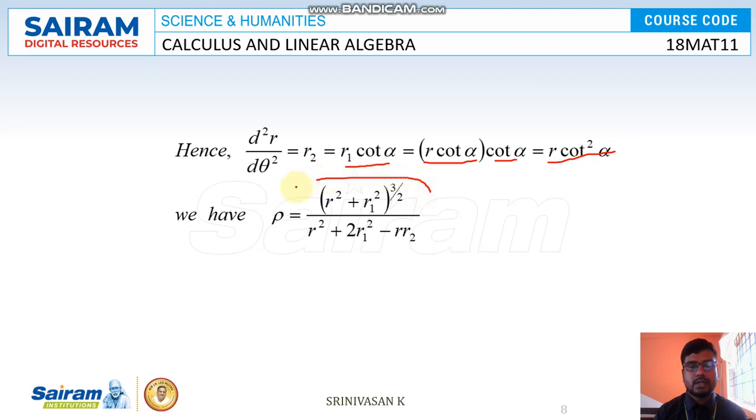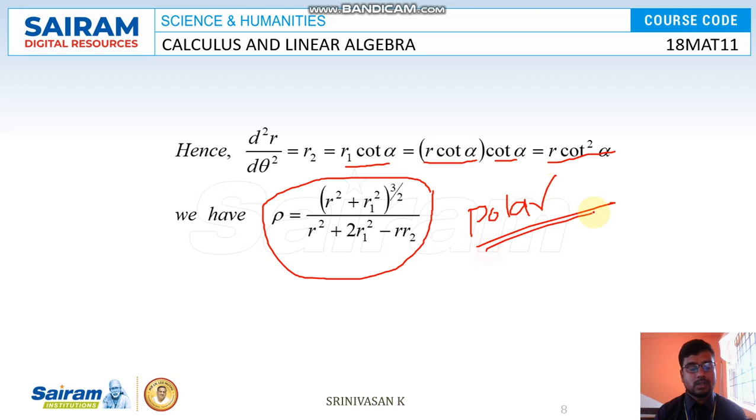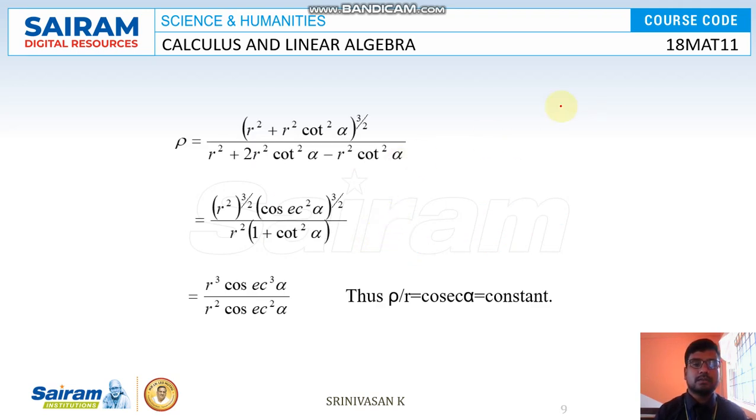So we know the radius of curvature formula for the polar form. The previous problem we discussed in the Cartesian form, but this problem is based on the polar form. So the formula is (r² + r1²)^(3/2) divided by (r² + 2r1² − r2). Substitute the r value and r1 value: (r² + r² cot² α)^(3/2) divided by (r² + 2r² cot² α − r² cot² α).